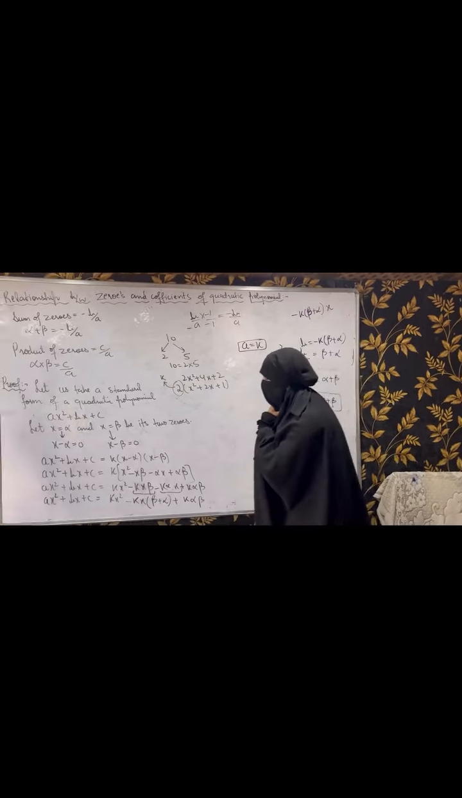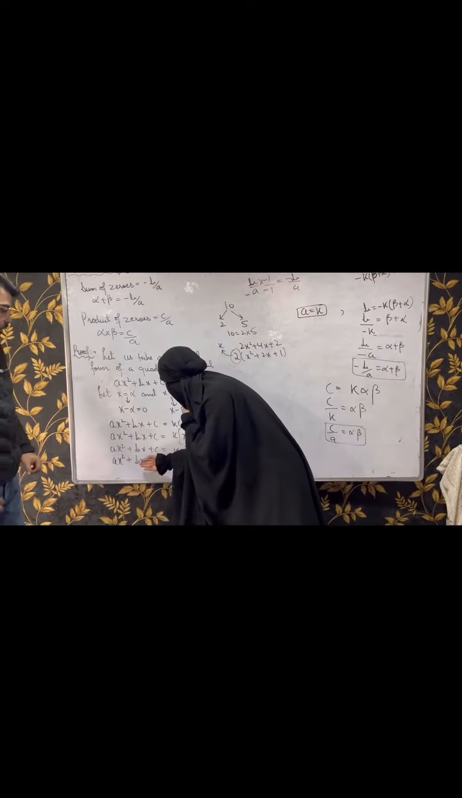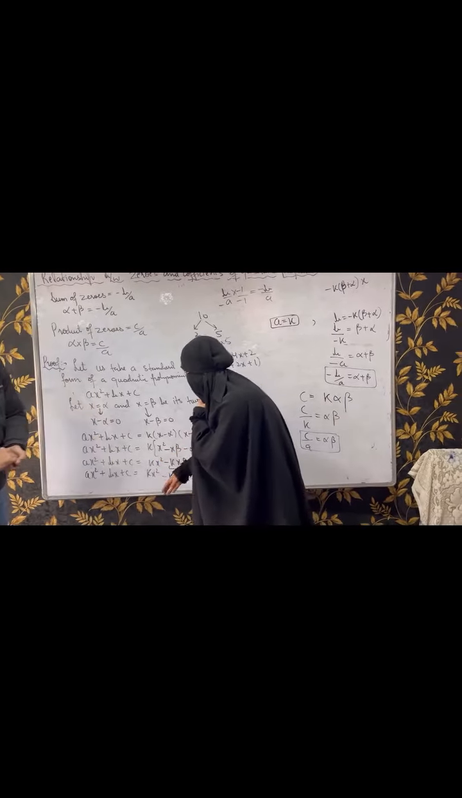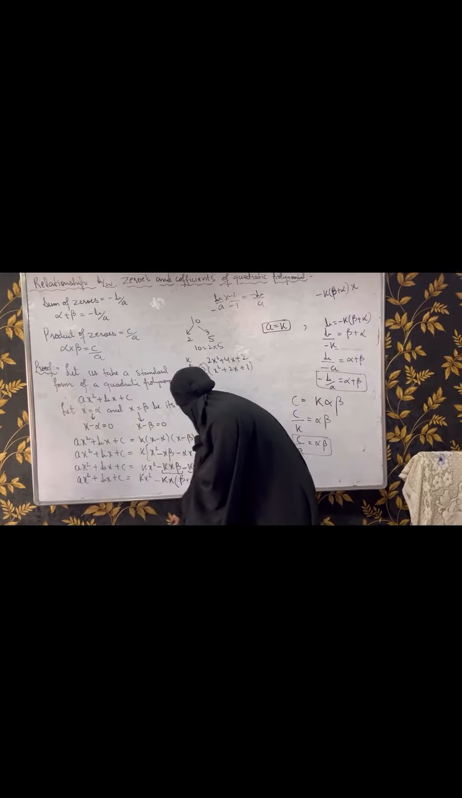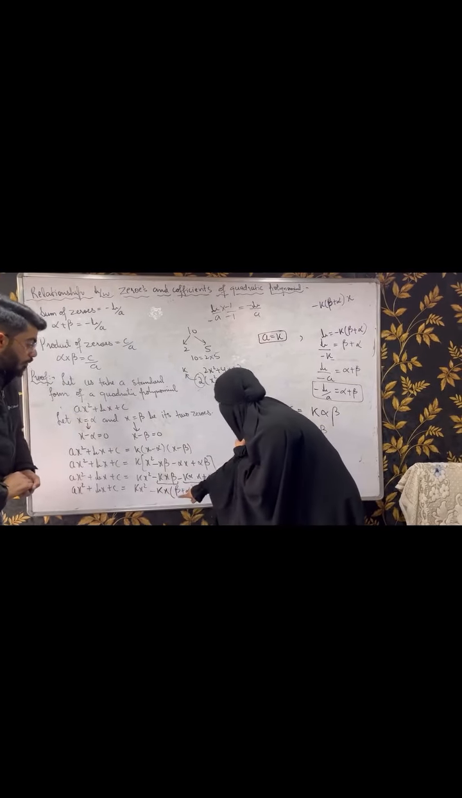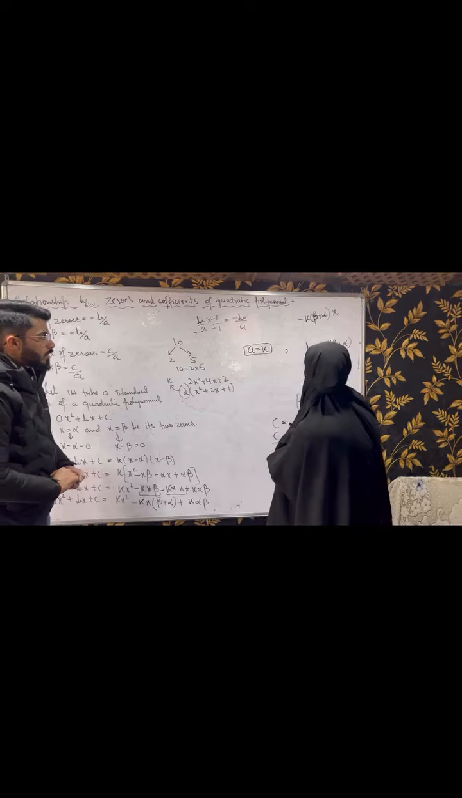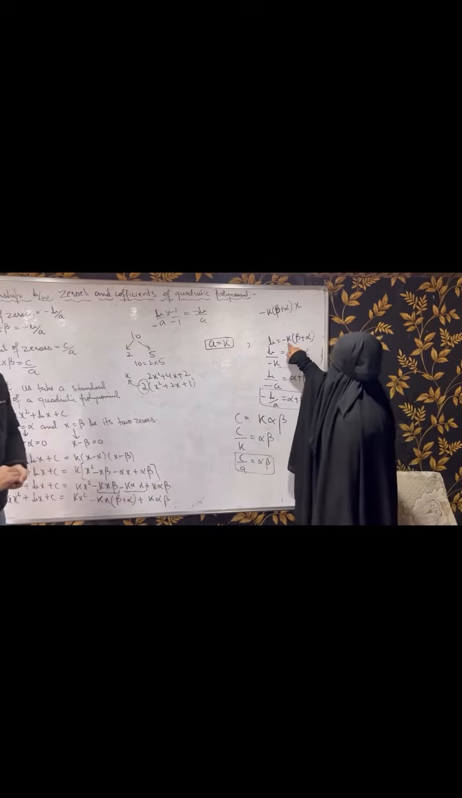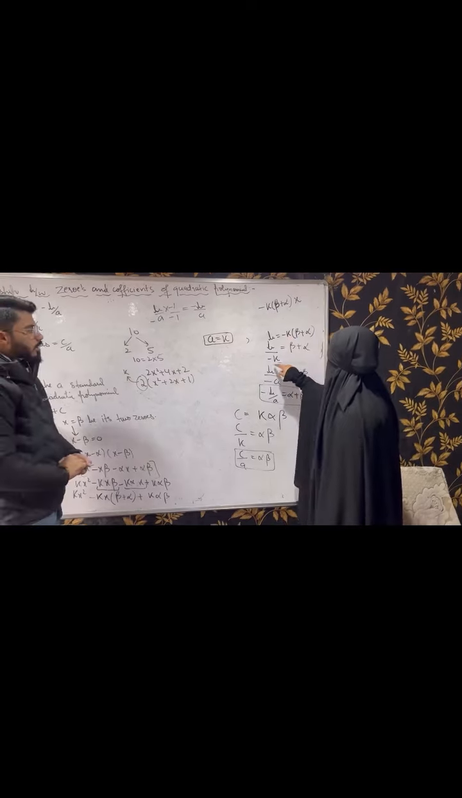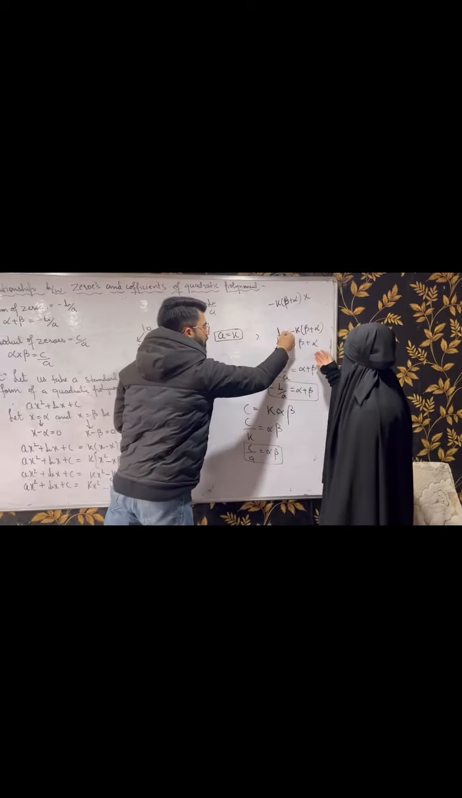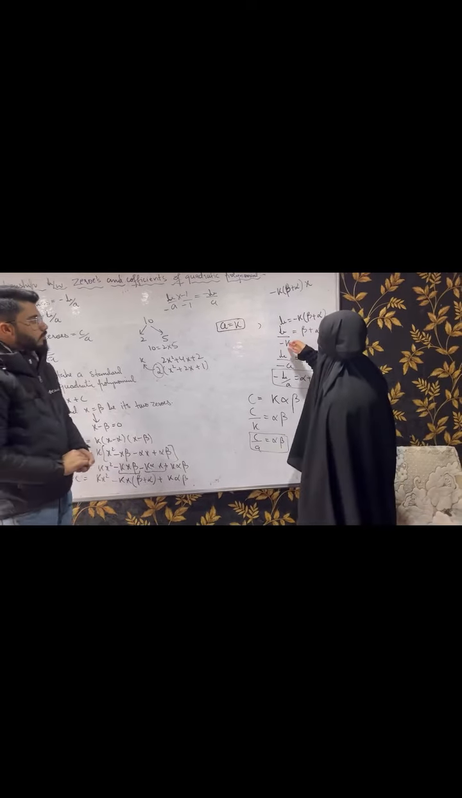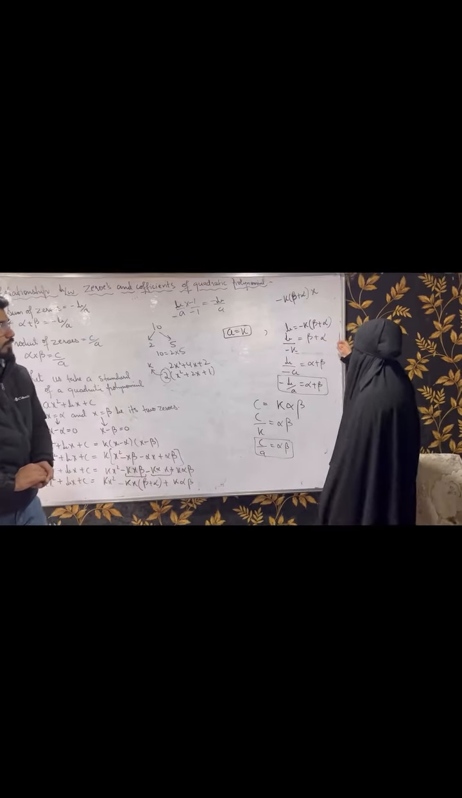Now comparing the coefficients of x on both sides. We took here b and here minus k beta plus alpha. That is b is equal to minus k beta plus alpha. This minus k is multiplied here, so it will go and be divided here. b divided by minus k is equal to beta plus alpha.